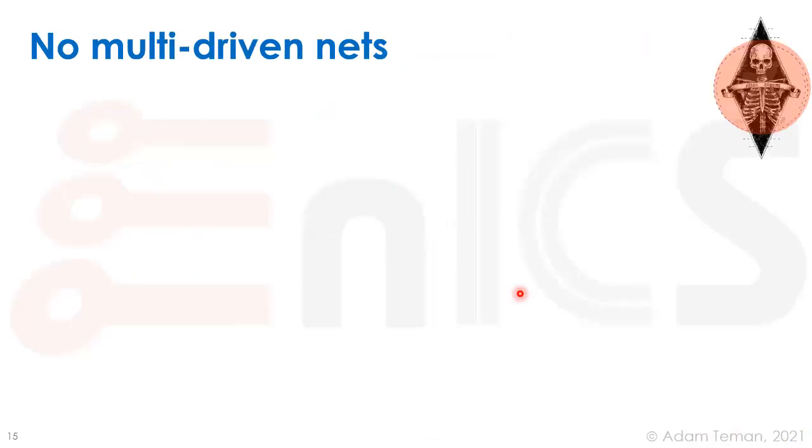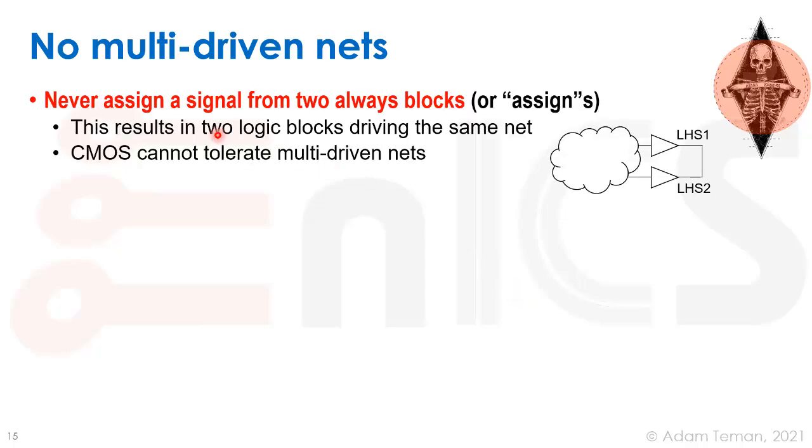One of our final things is to make sure that you do not cause multi-driven nets. So this is another problem. It's another Avada Kedavra. And don't worry, your RTL won't work in any case if you do this. So never assign a signal from two always blocks or assigns. This results in two logic blocks that are driving the same net.